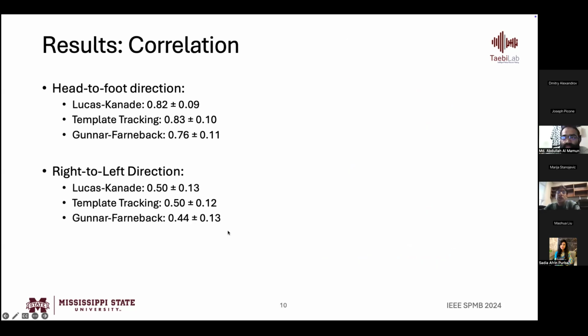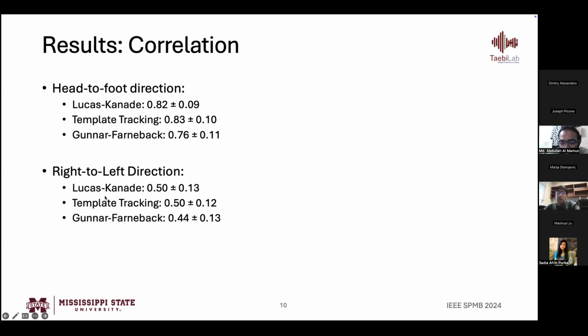In addition to MSE and RMSE, we evaluated the correlation between the vision-based method and the gold standard accelerometer signal. In our case, the correlation value ranges between -1 to 1. For the head-to-foot direction, Lucas Kanade achieved an average correlation of 0.82 plus minus 0.09. Template tracking achieved 0.83 plus minus 0.1 and Gunnar Farneback achieved 0.76 plus minus 0.11.